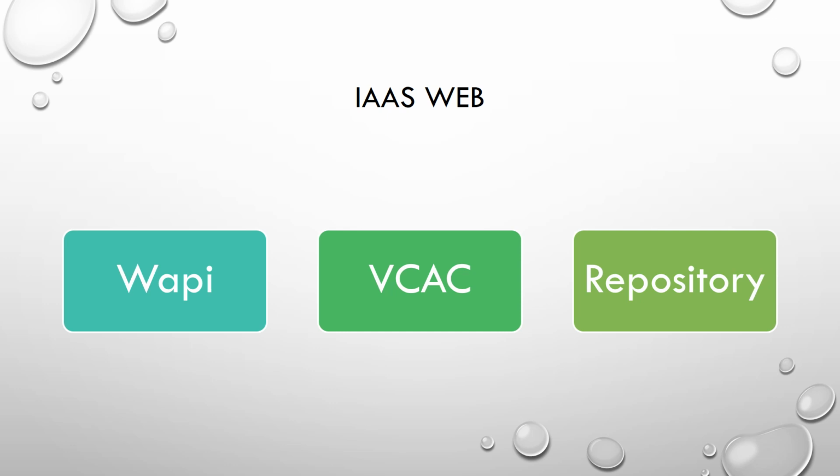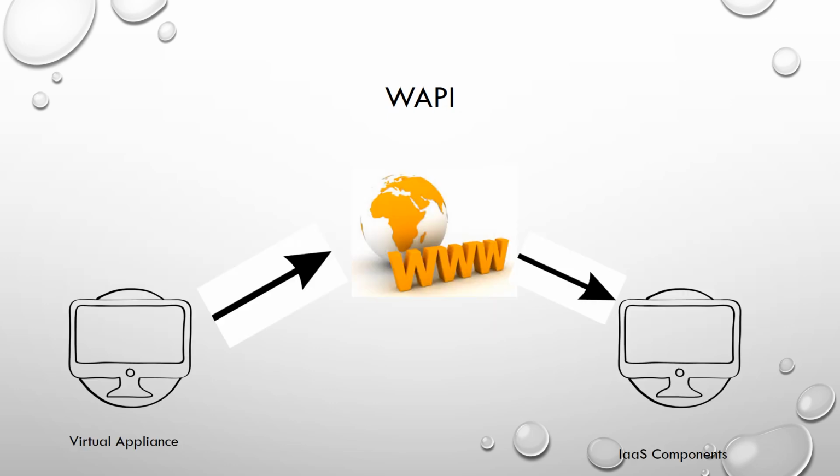Second component, as you would have guessed, would be the IIS websites. As mentioned earlier, the IIS websites are started when the model manager web component is installed. It starts 3 websites, namely WAPI, VCAC, and repository. Now, each of these websites has unique functions. The WAPI acts as the point of contact between the virtual appliance and the IIS components. All the communication from the virtual appliance to IIS components will go through the WAPI website, with some exceptions, of course, which we may talk about in a later tutorial.